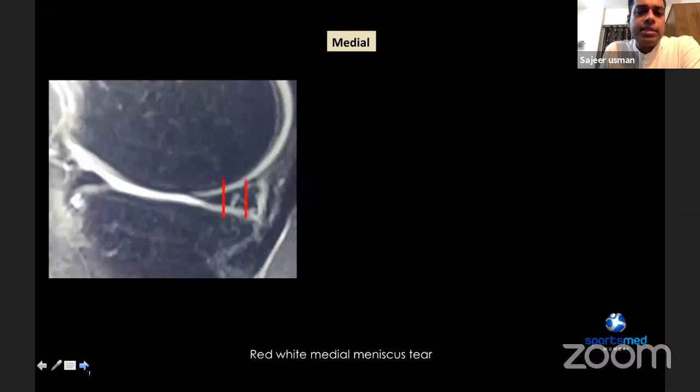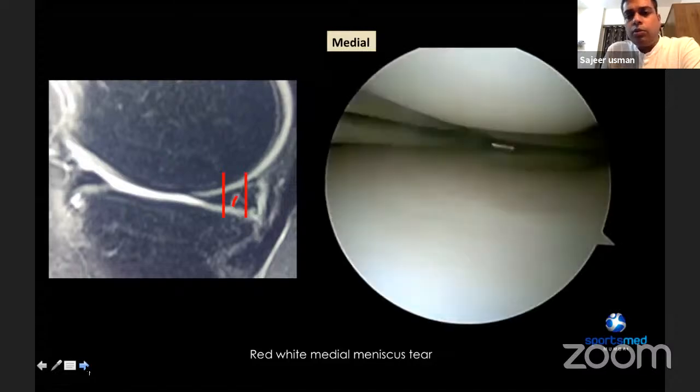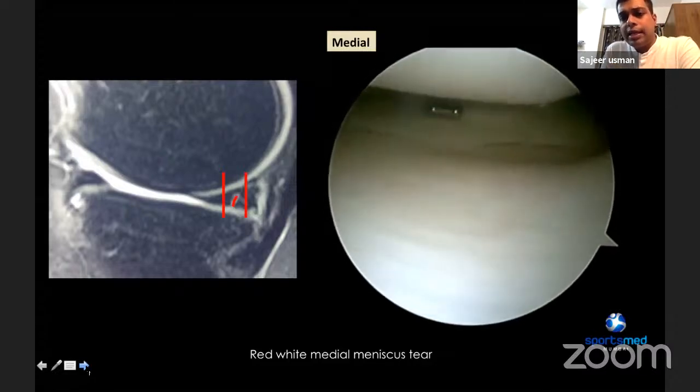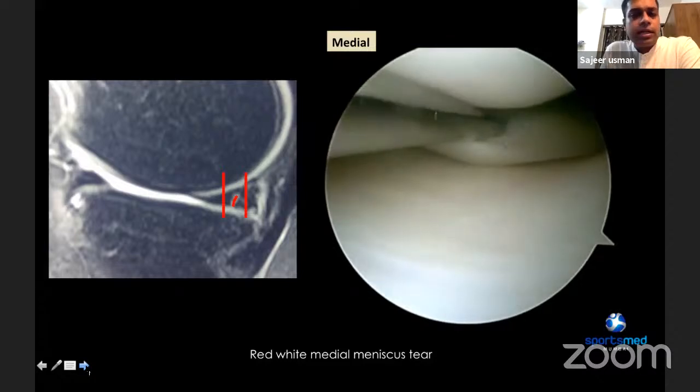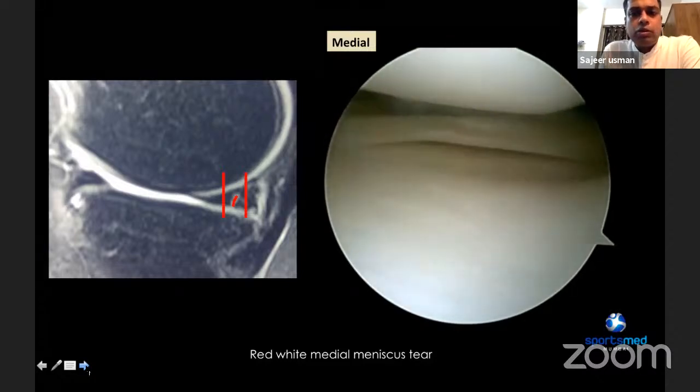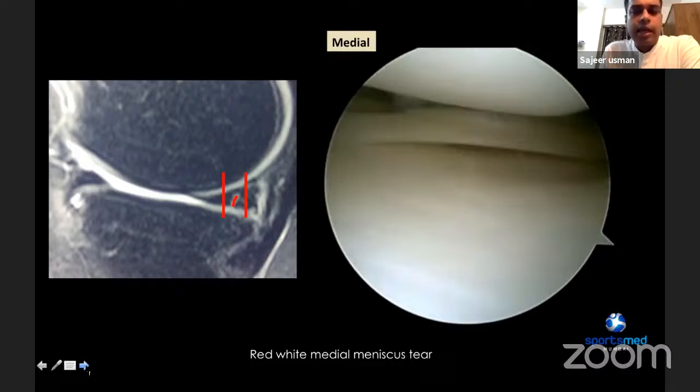But if you find similar longitudinal lines in the red-white zone, you can be sure that you will be finding a tear more towards the inner edge. Here it's a surgeon's choice. You may go ahead with a repair or resection based on your choice and the kind of patient you're dealing with.